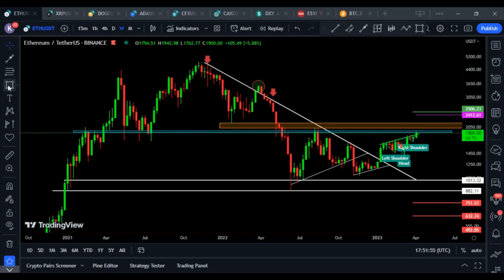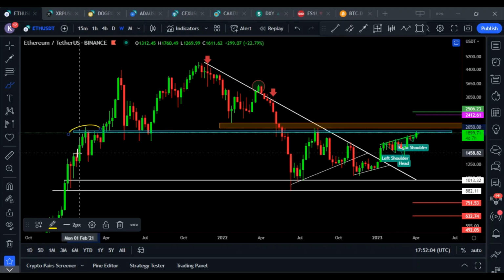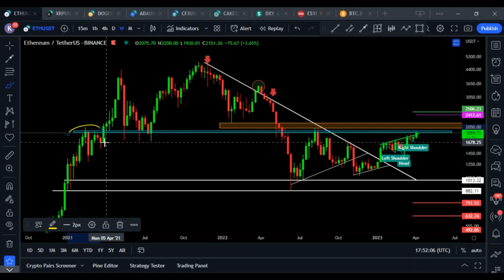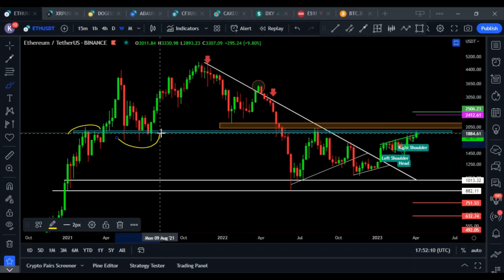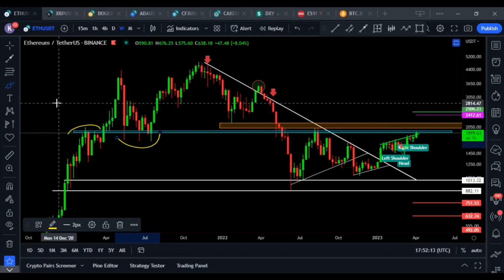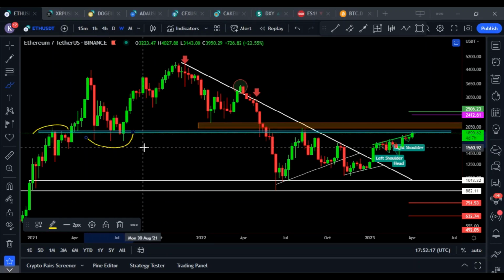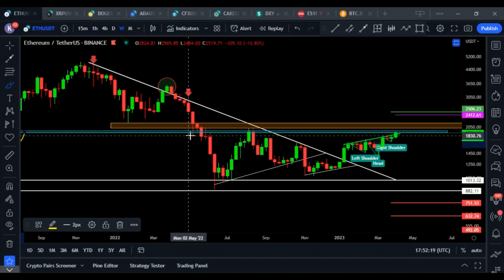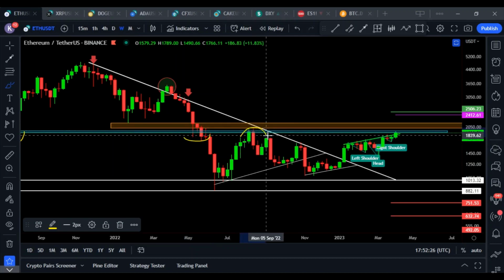So this area has the following, which was here acting as a resistance, right? So we came up, rejected, broke, and this area acted as a support. And this is on the weekly, so this is a big time frame. So this will cause us some troubles, okay? And again, here we acted as a support, and here we acted as a resistance.